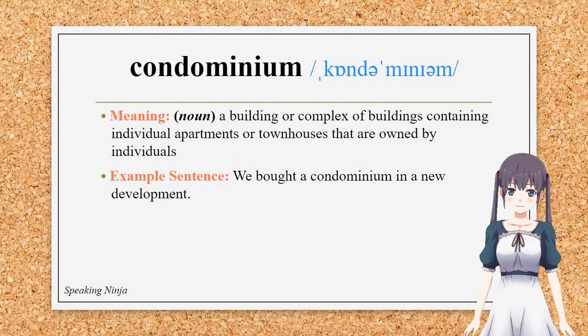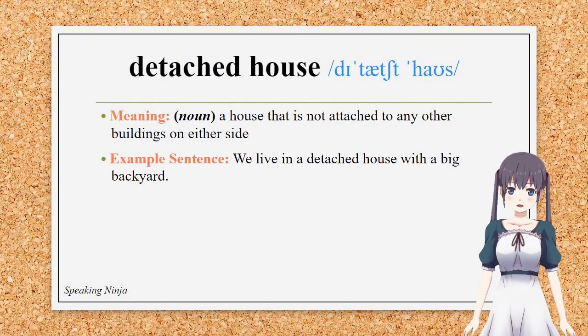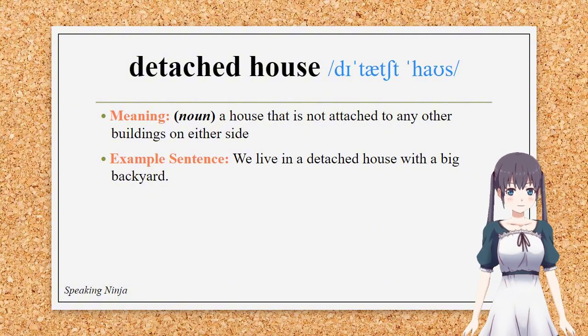Moving on, we have condominium, a type of housing where individual units are owned within a larger building. Think of it as a community of homes under one roof. And how about a detached house? This is a standalone dwelling, not attached to any other buildings, offering privacy and a sense of independence.